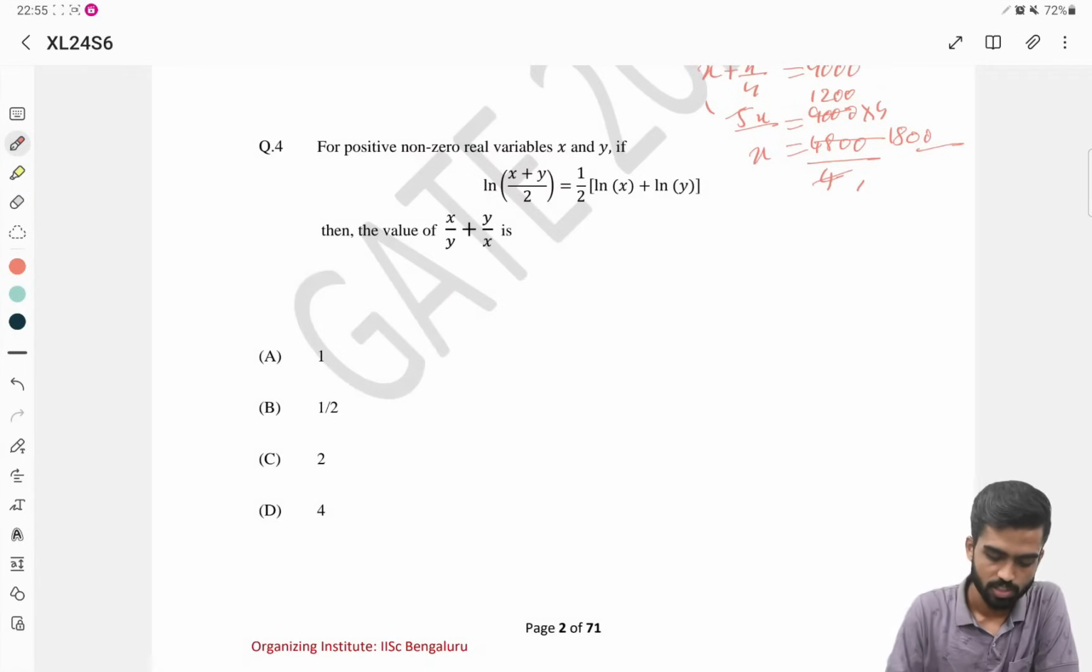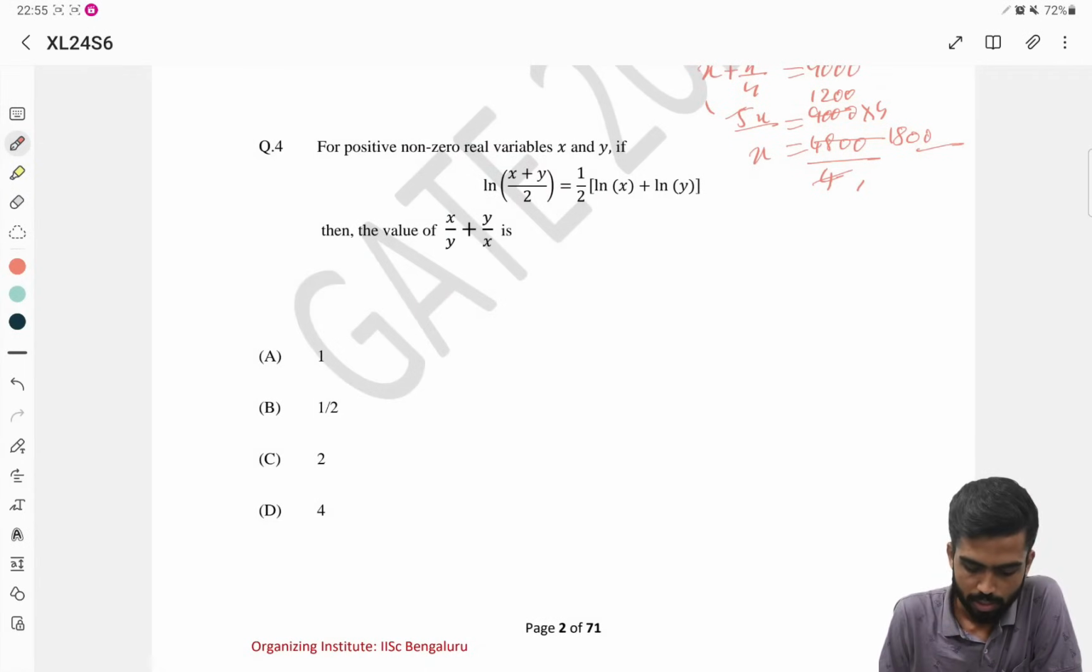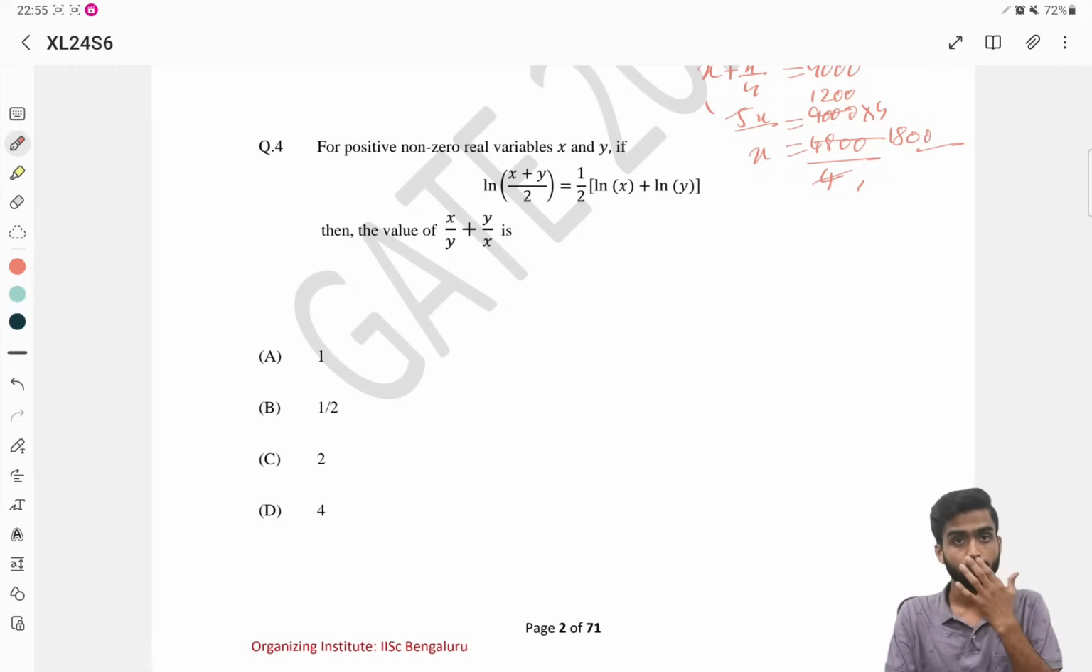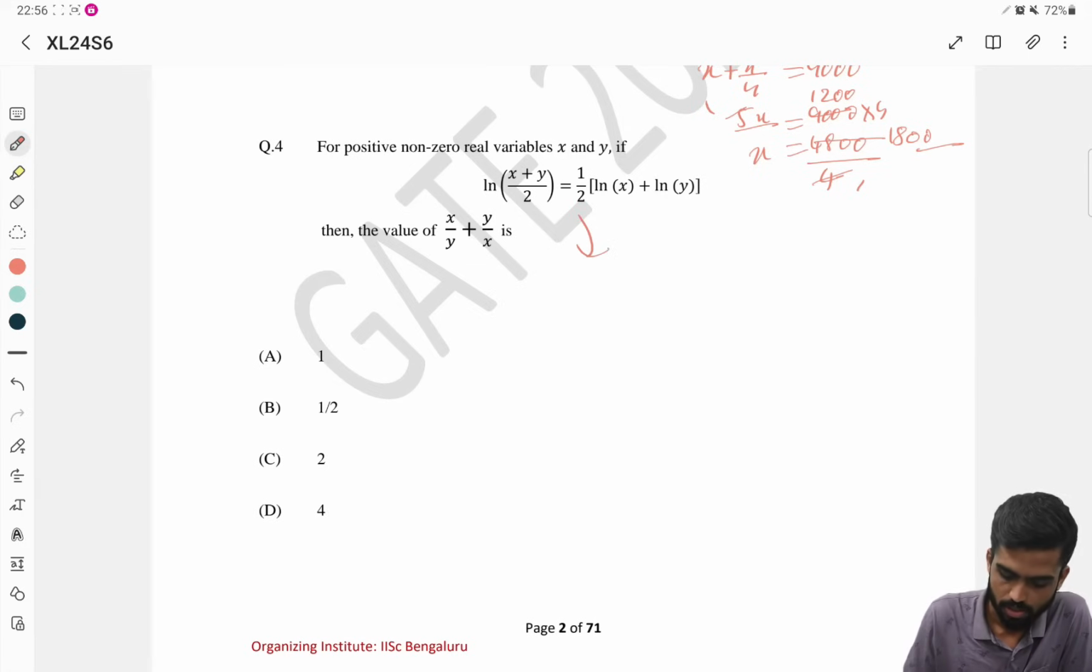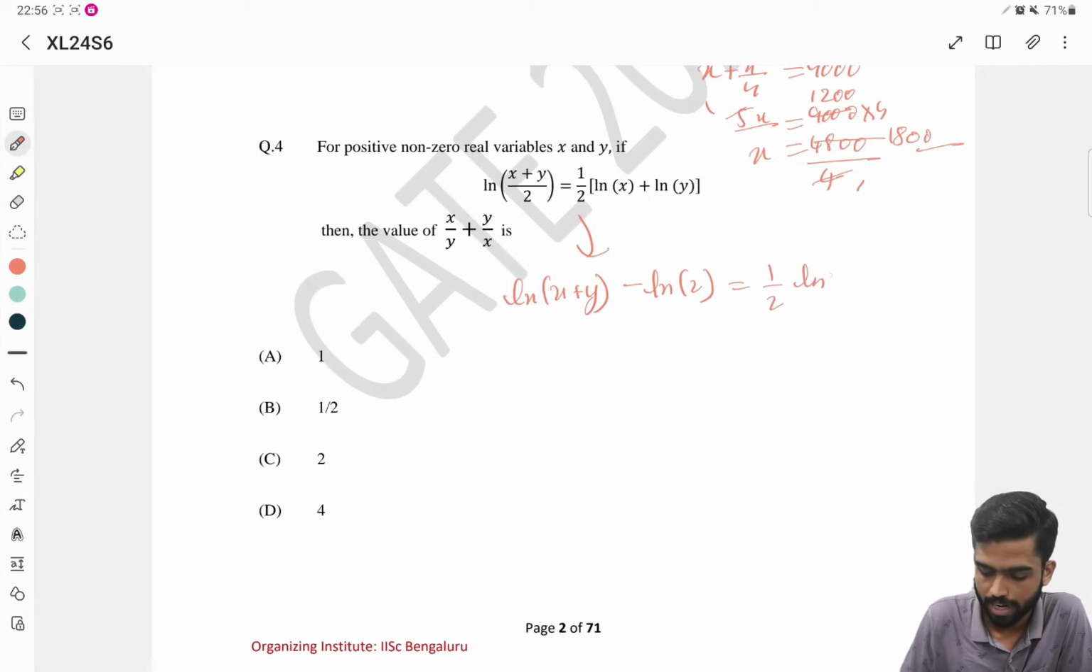Okay, so next question. Next question is for the positive non-zero variables x and y. Now seeing this equation can be scary for a few of us, but we'll try to answer it because it's a very simple question. We just have to expand it. So natural log of (x plus y) by 2 can also be written as, whenever it is being divided, we can convert it into natural log of (x plus y) minus ln 2 equals 1 by 2 of ln, and this, when it is being added, we can convert it into x multiplied by y.